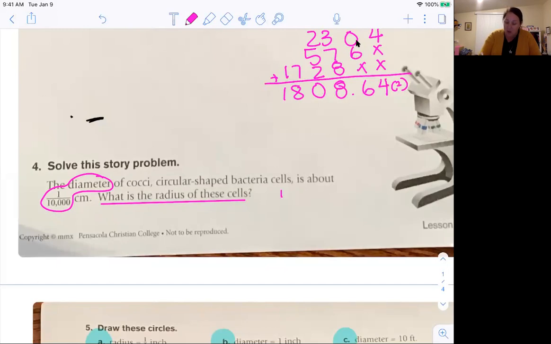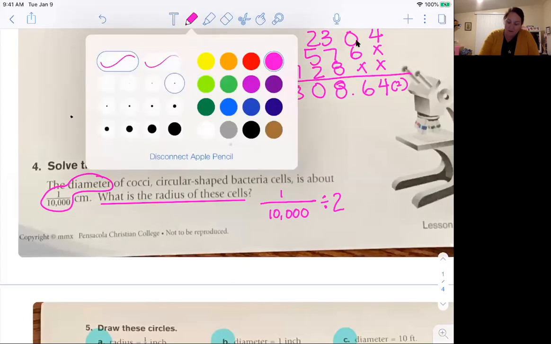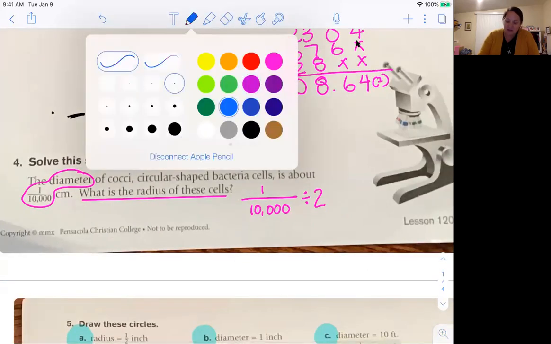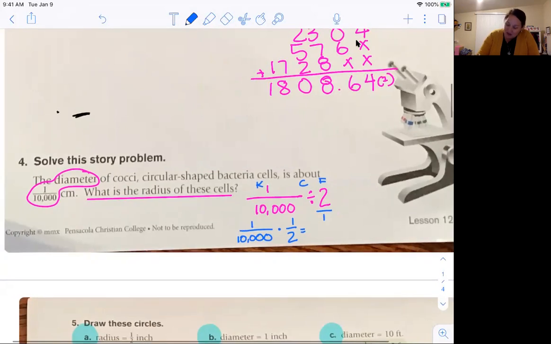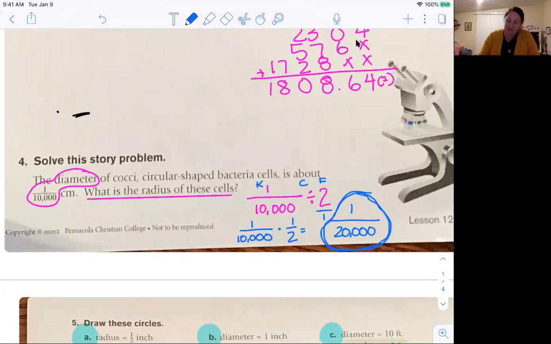So if I have 1/10,000th divided by 2, I can work this out. How am I going to work this out? If you say keep, change, flip, awesome job. Keep, change, flip. Remember, 2 is actually 2 over 1 because whole numbers. So we get 1 over 10,000 times 1 over 2. What is 10,000 times 2? 20,000. Good. So we get 1 over 20,000. That would be the radius of these circular shaped bacteria cells.